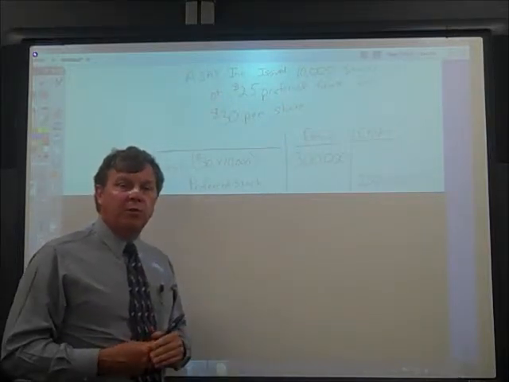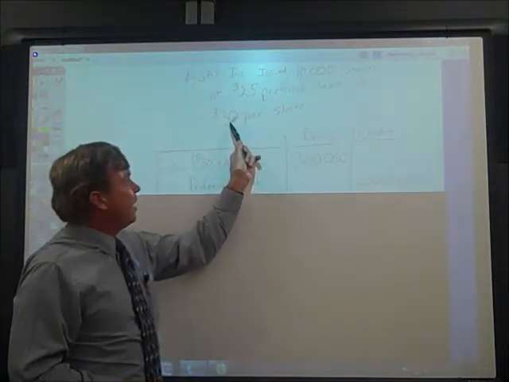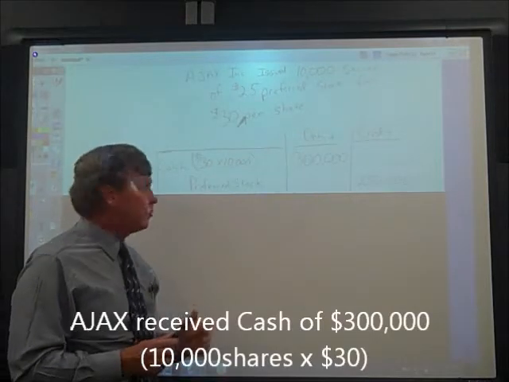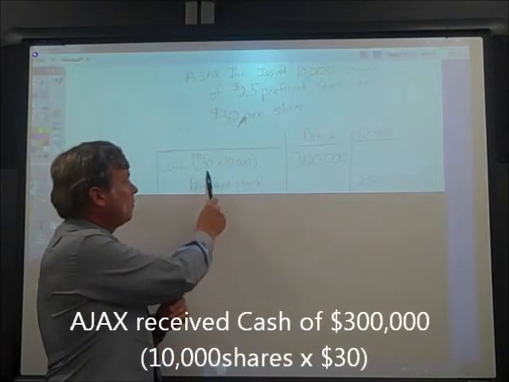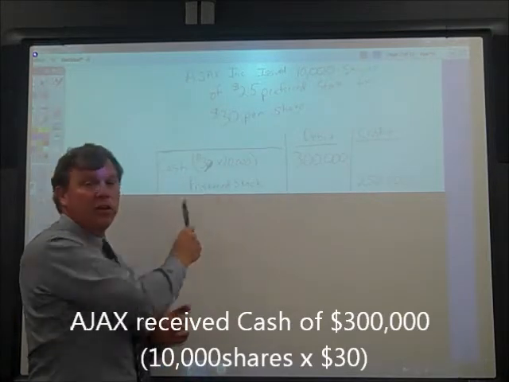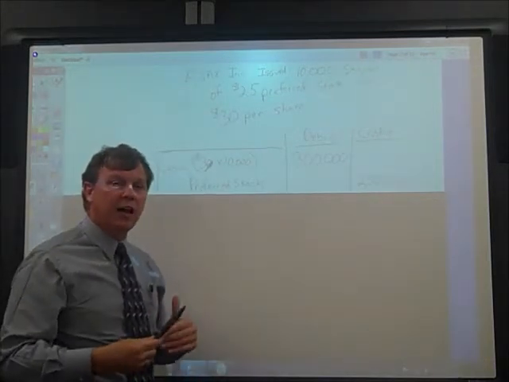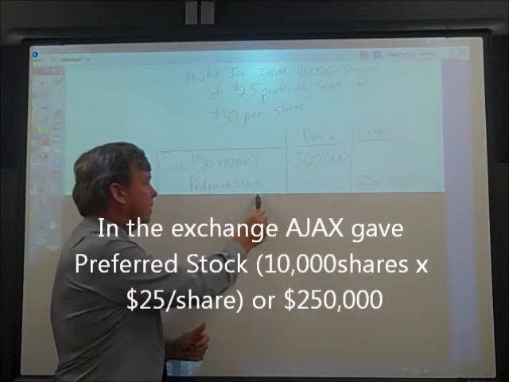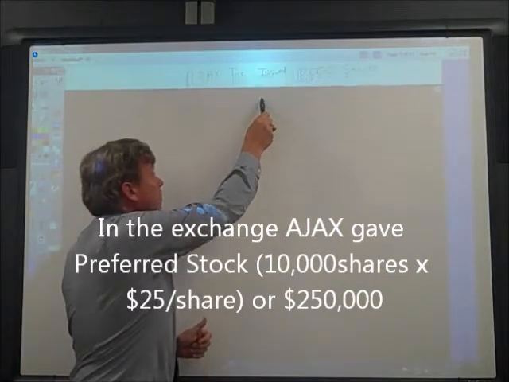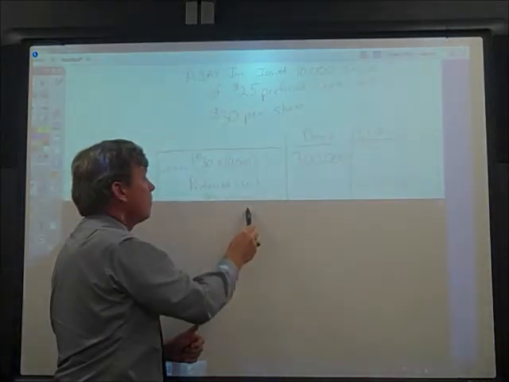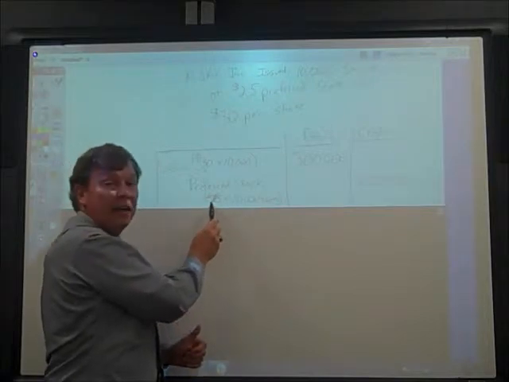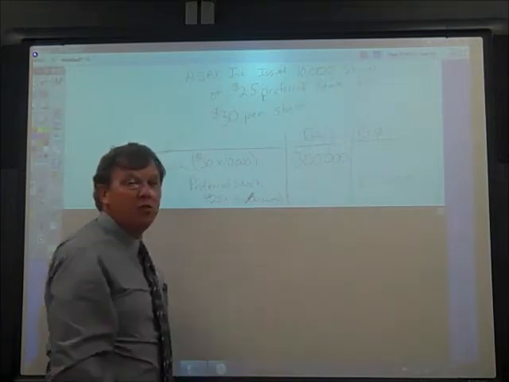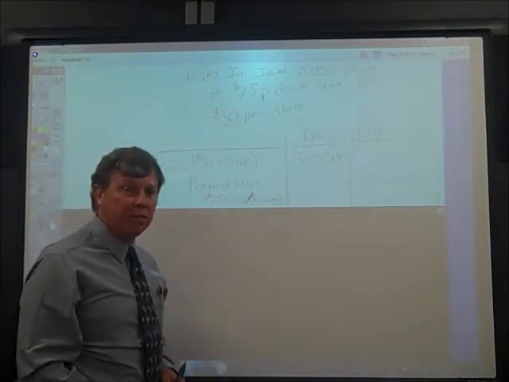We ask ourselves, what did we receive? Well, we received cash at $30 per share times 10,000 shares that we've sold. So we're going to debit cash for $300,000, and the calculation is here in parentheses, $30 times 10,000 shares. What did we give up? We gave up preferred stock at its stated value of $25 per share times 10,000 shares, or $250,000. So that's going to be our credit.